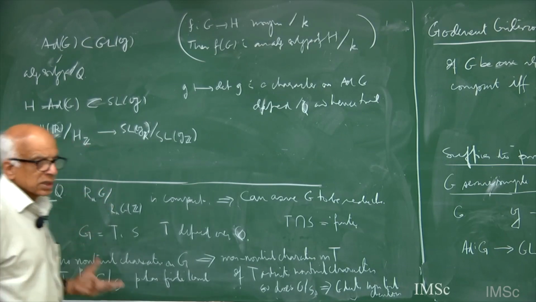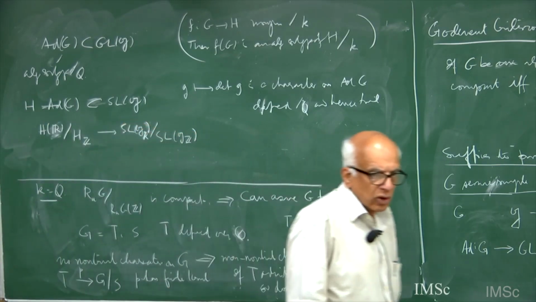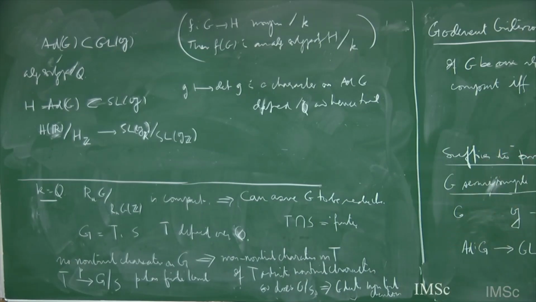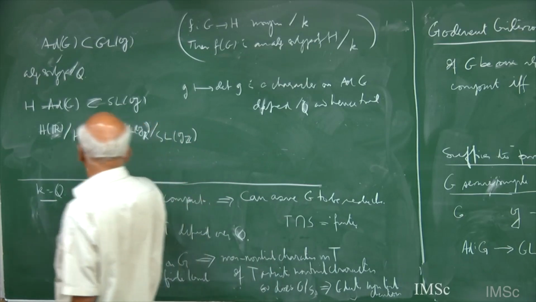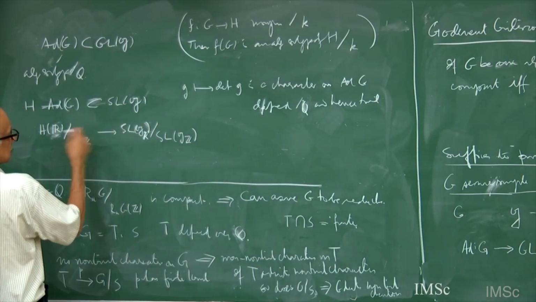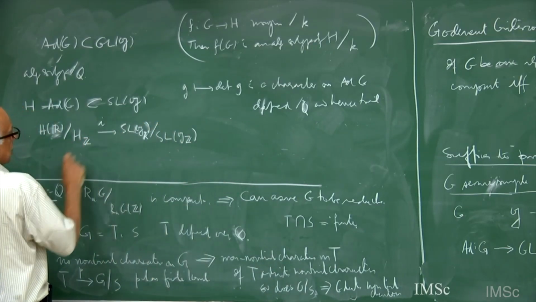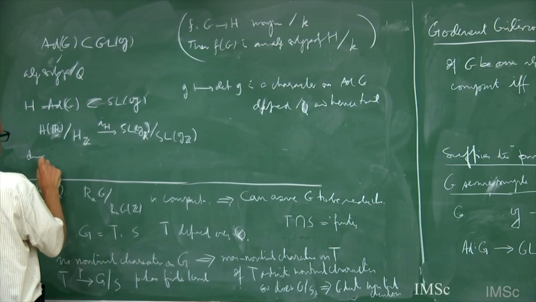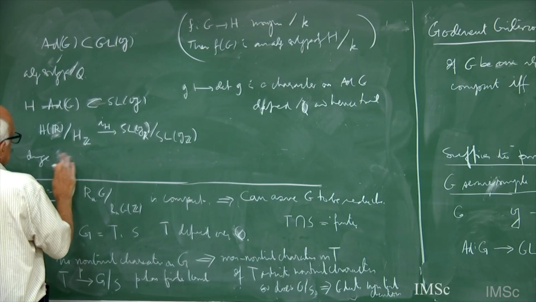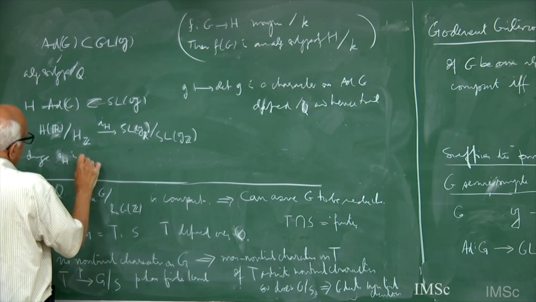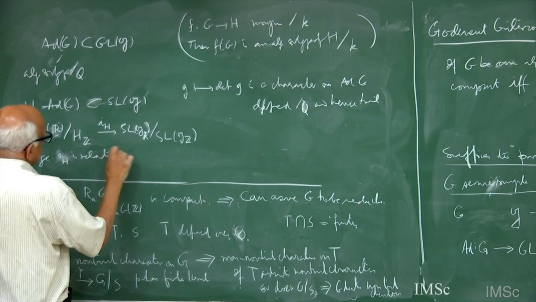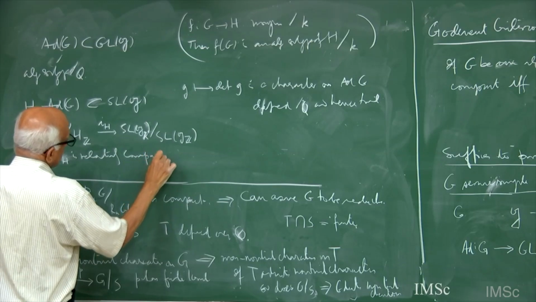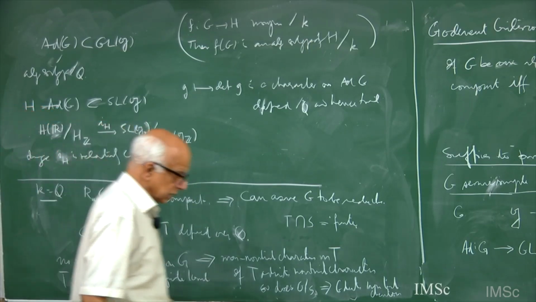Now I'll prove the image is first relatively compact. Why is it relatively compact? It's the first question that comes. Image is a natural map. Image of H is relatively compact. Why is this true?